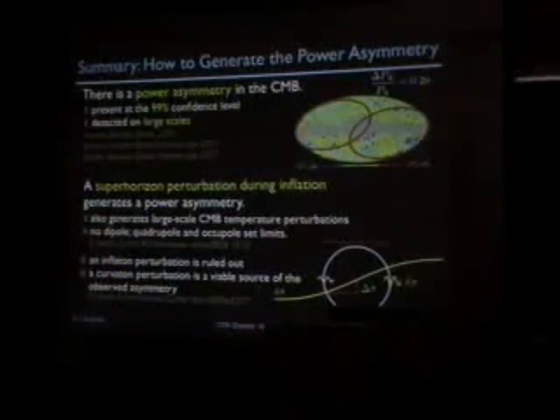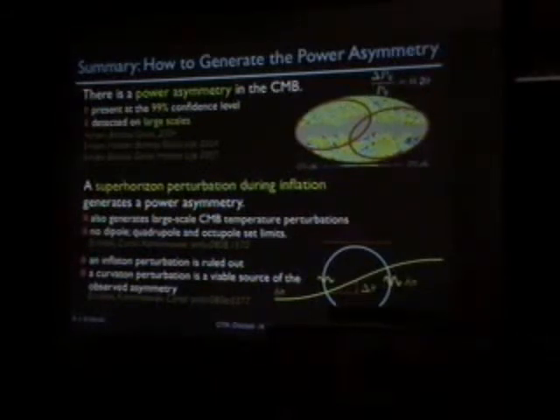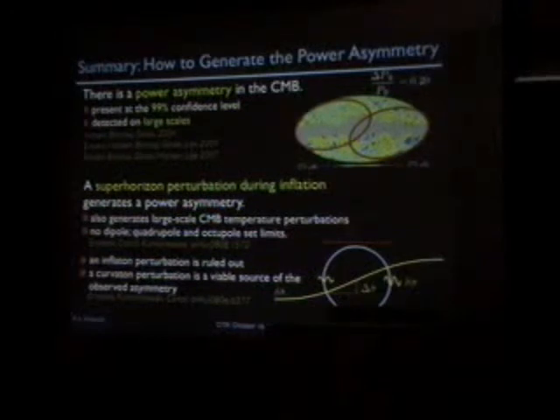So to summarize briefly, there is a power asymmetry in the CMB. It's present at about the 99% confidence level, and it's detected on large scales. A superhorizon perturbation during inflation could generate exactly such an asymmetry. It also generates large-scale CMB temperature perturbations, though. There's no dipole, but the quadrupole and octupole set very strict limits on the amplitude of these perturbations, and that's discussed in the second of the two preprints I mentioned.